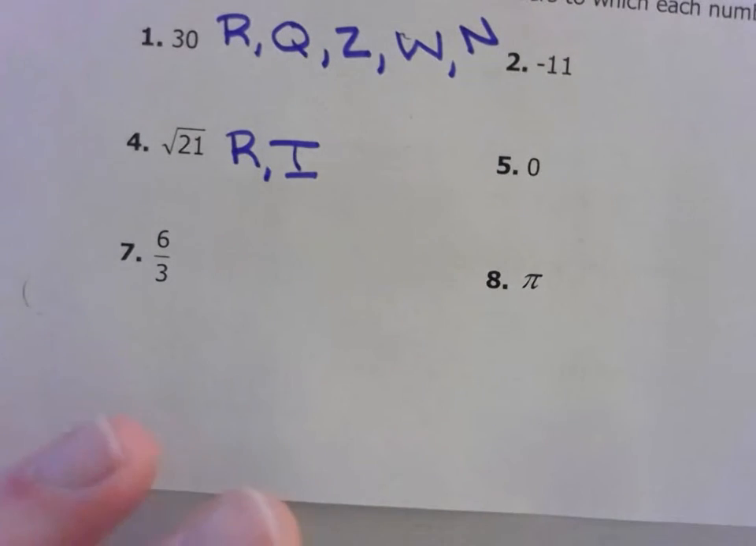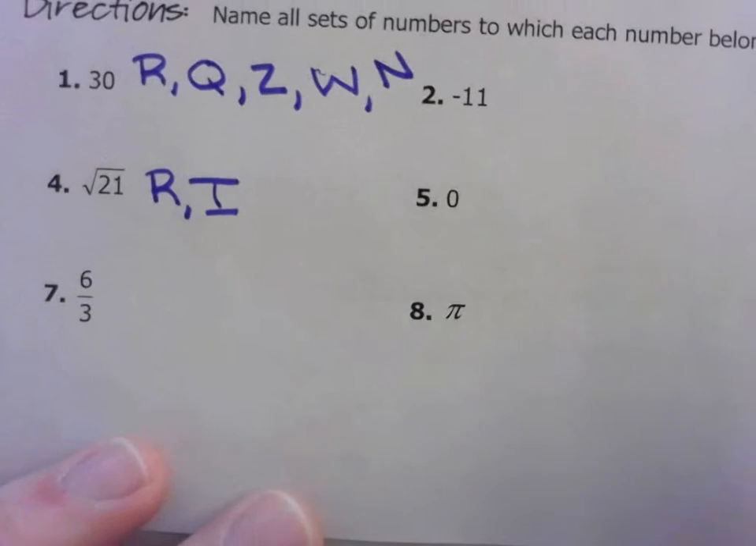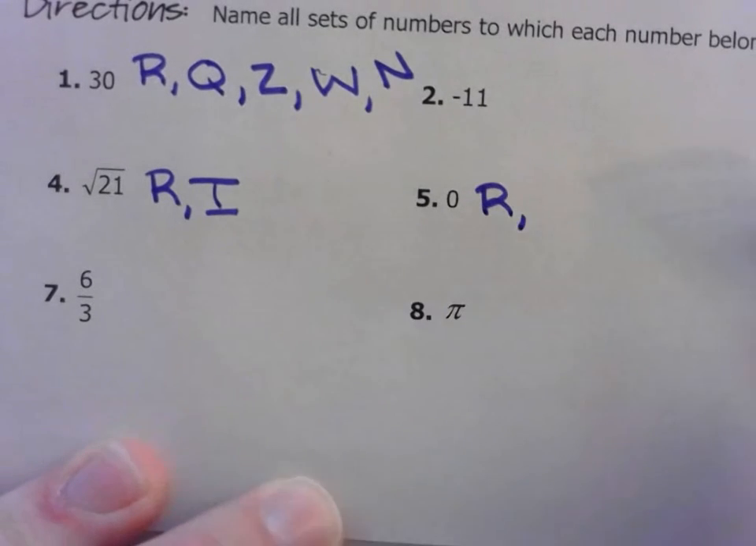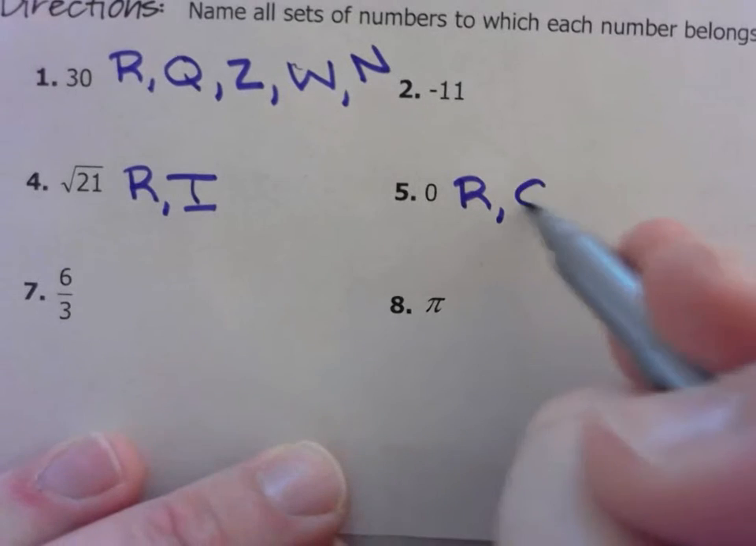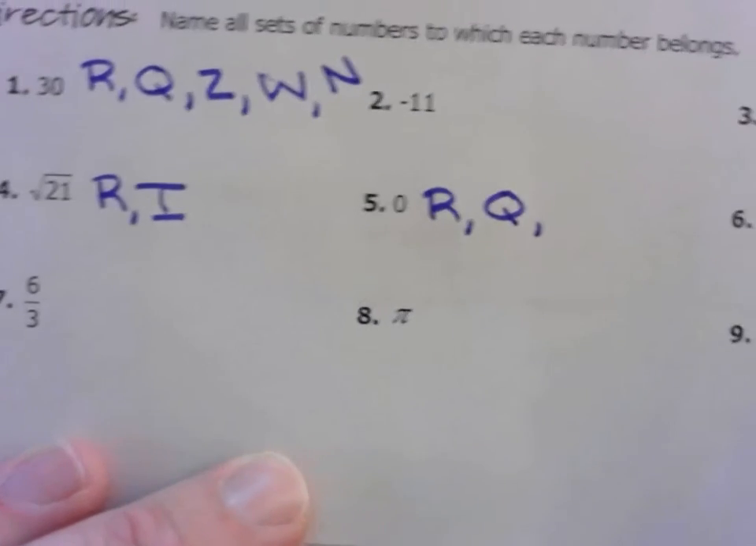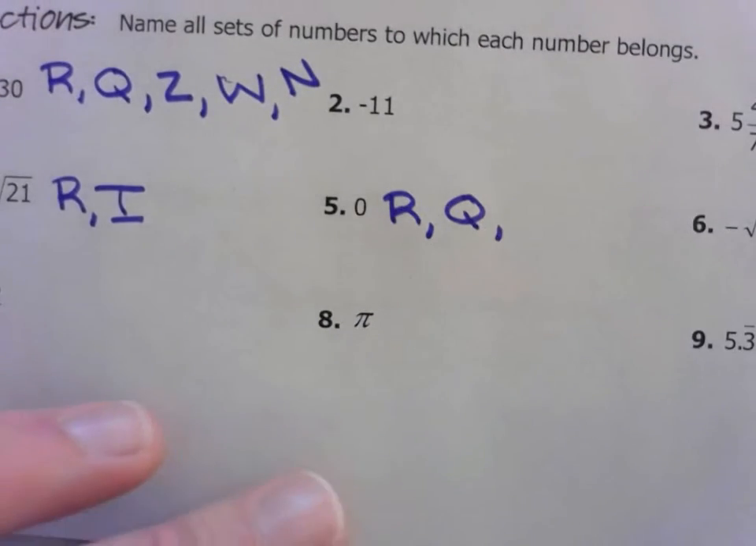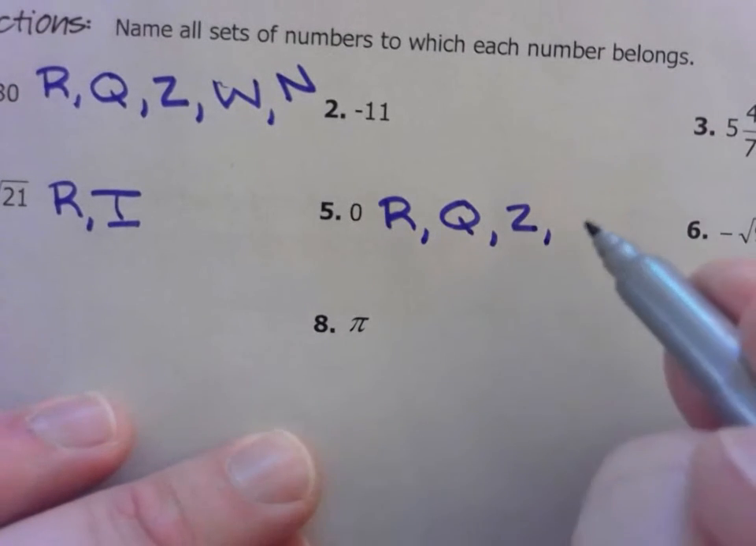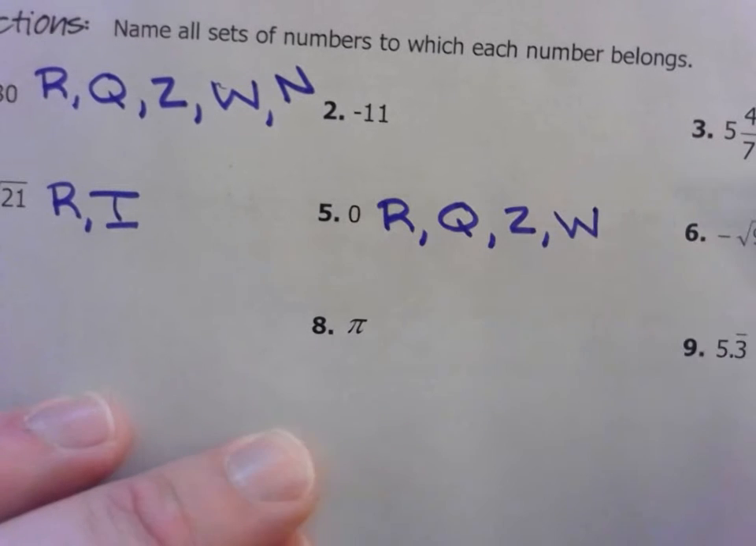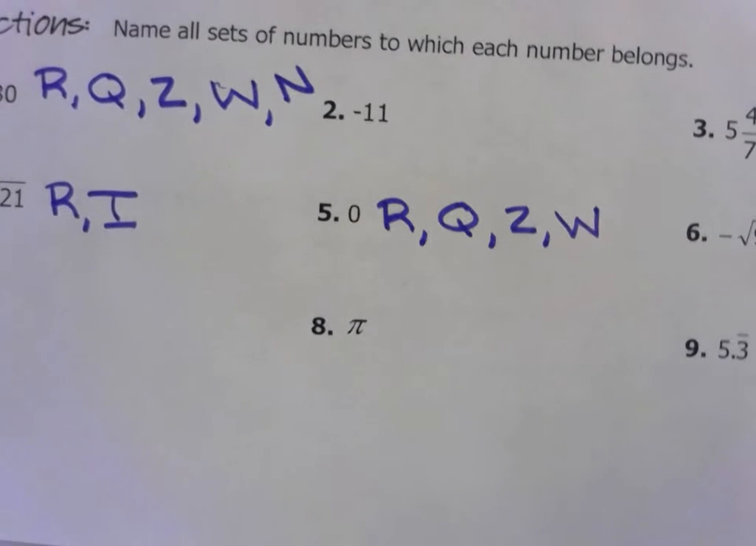Okay, let's look at 0. I'll look at 0 real quick. I know it's real. Is 0 irrational or rational? Rational, because I can put it over any number. I can write it as a fraction. Is it an integer? Yes. No decimal or fraction. Is it a whole number? Yes. Is it a natural number? No, because natural numbers do not have 0.